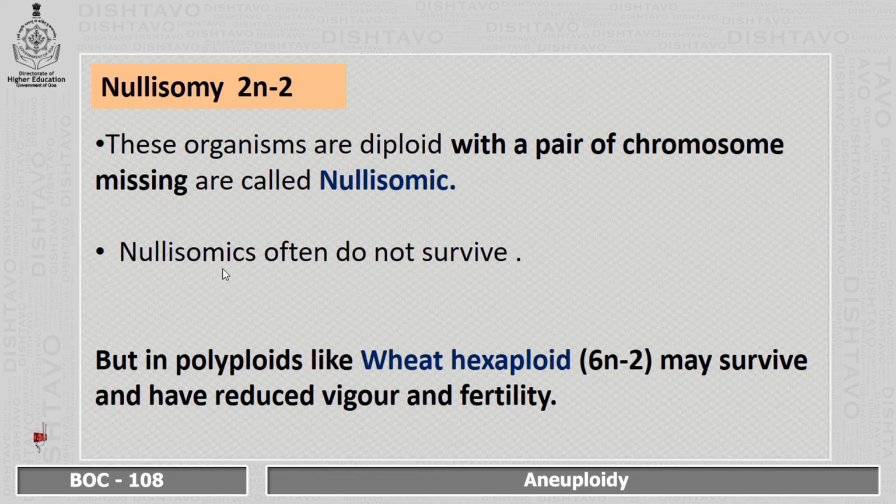Nullisomics often do not survive, but there is an example in wheat, which is a polyploid, that is hexaploid, 6n, sets, 6 sets together. That organism, if 2 chromosomes are less, it may survive, but it has reduced vigor and fertility. So, it is a nullisomic. This type, if 2 chromosomes are less, then it is a nullisomic, though it is a polyploid. So, in the sets 2 chromosomes are missing there from the 6n.